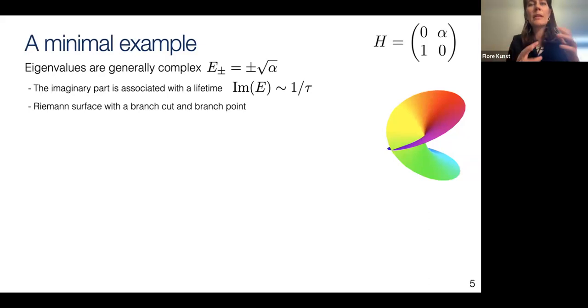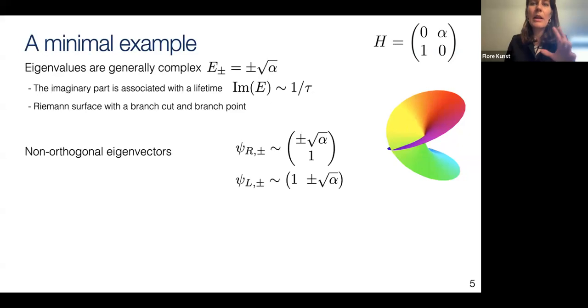And you can think of this alpha, square root of alpha, spanning a Riemann surface with a branch cut and a branch point. So here you see a schematic of this square root. If you then compute the eigenvectors of this 2x2 system, you see that they're non-orthogonal. So psi r plus and psi r minus are not orthogonal to each other. Moreover, you see that the left and right eigenvectors are inequivalent.